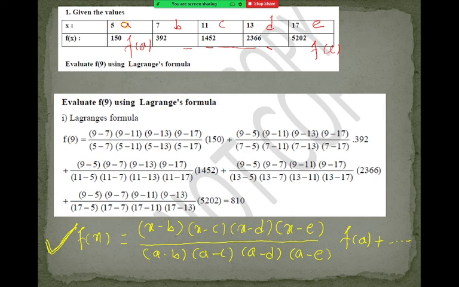Can I move to the second question? Yes, sir. Okay.